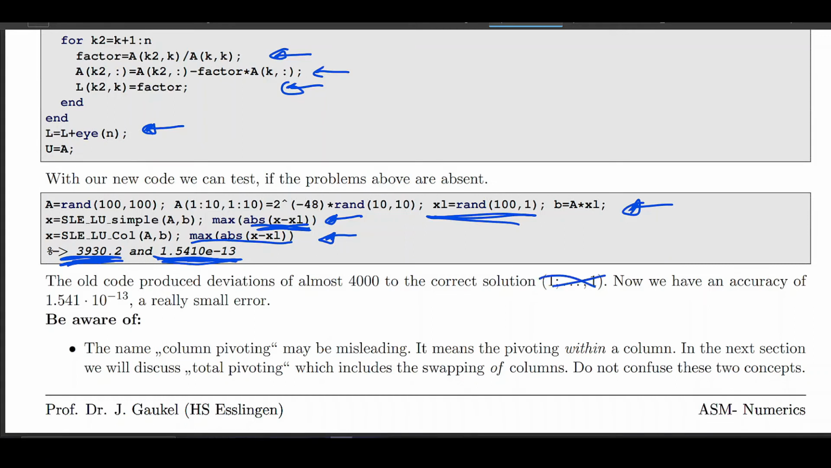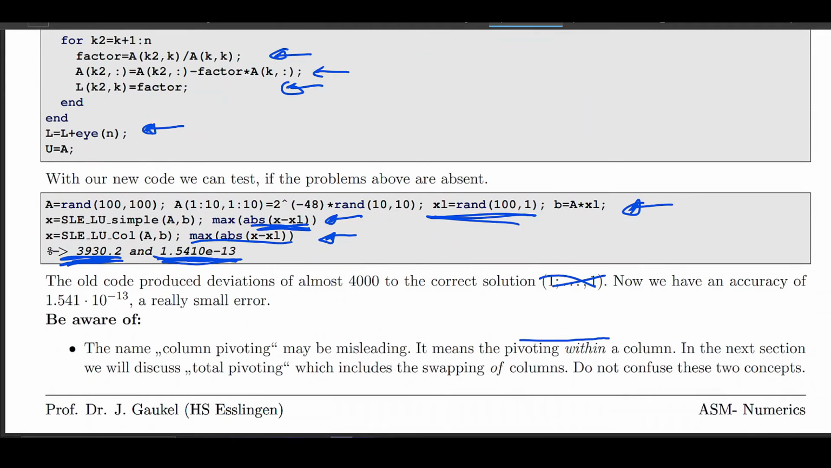And this strategy is called column pivoting. Sometimes students confuse column pivoting because maybe this means swap the columns, and that is not true. We will see swap of columns in the next video when we talk about total pivoting. So don't confuse column pivoting and total pivoting.